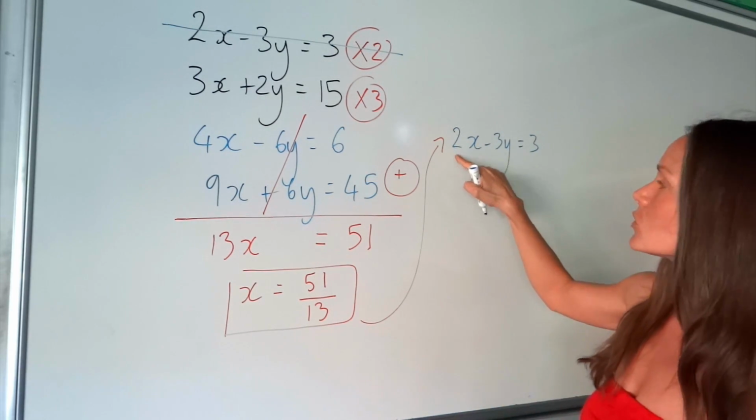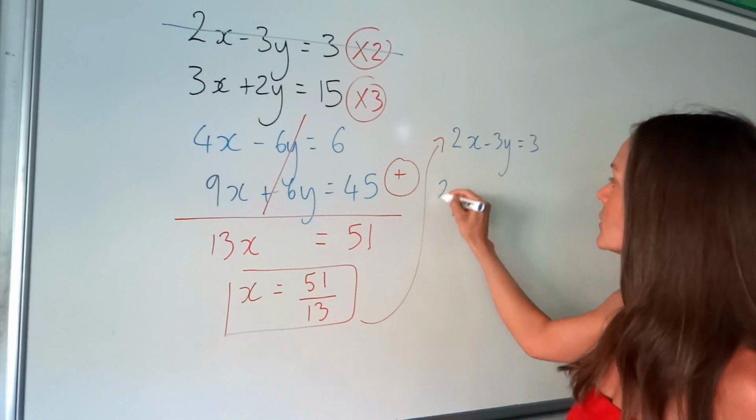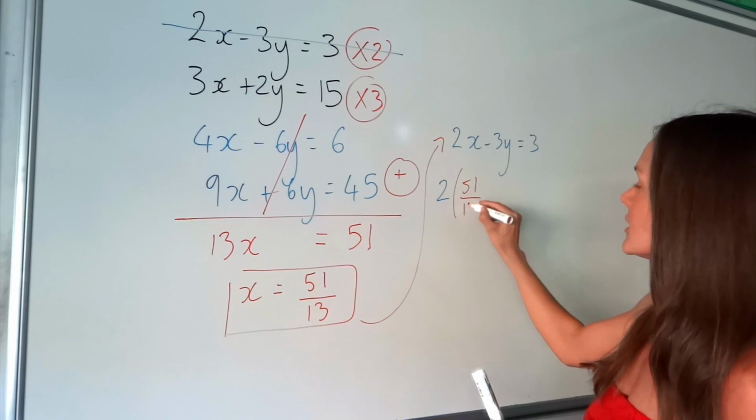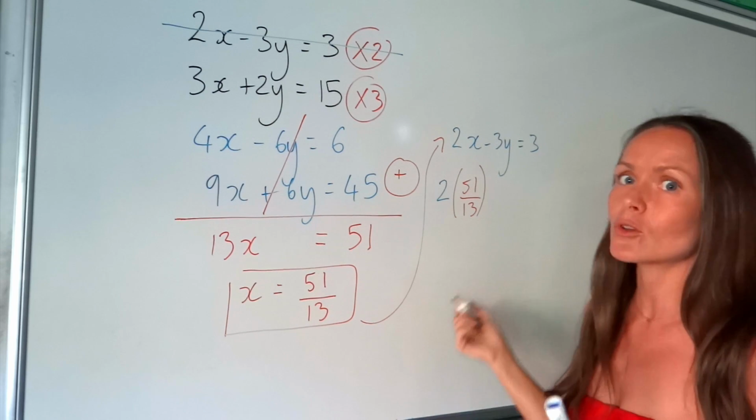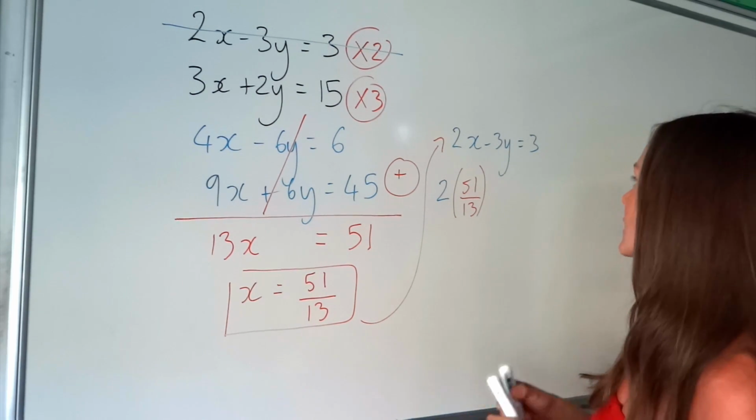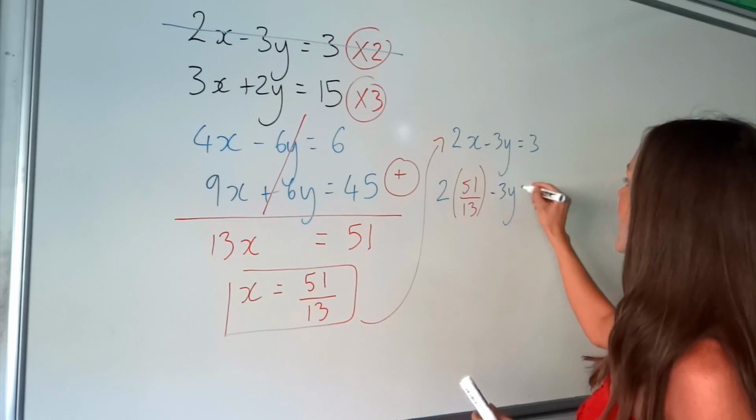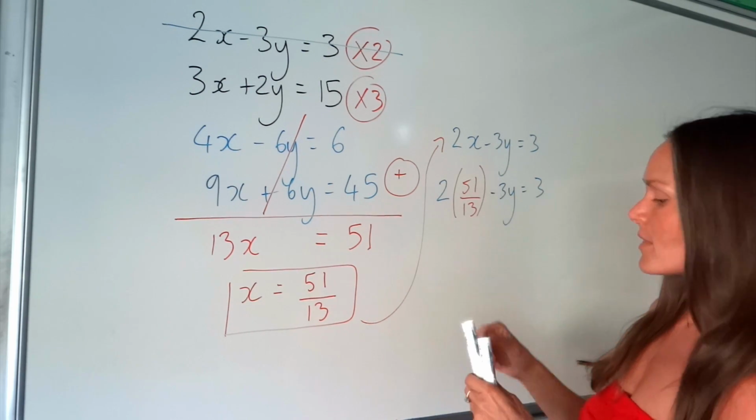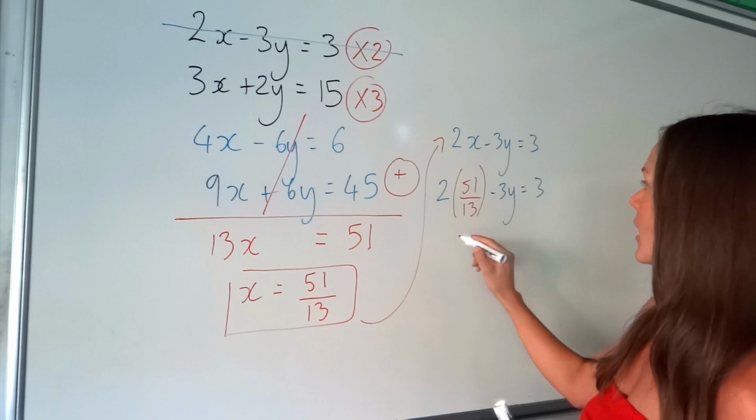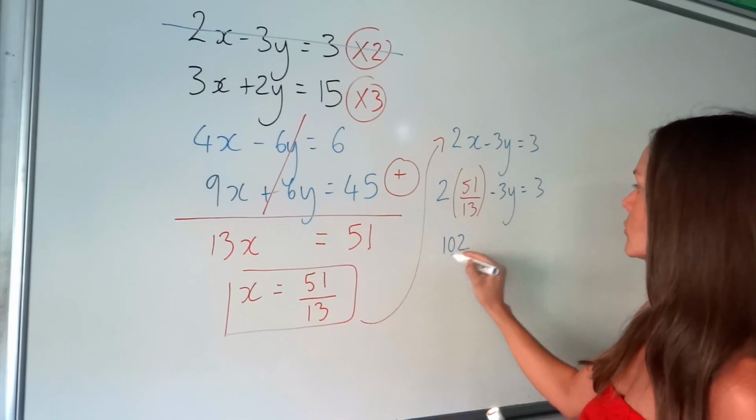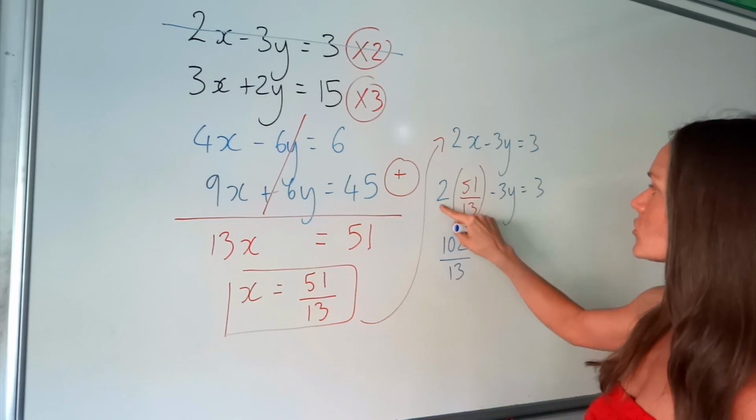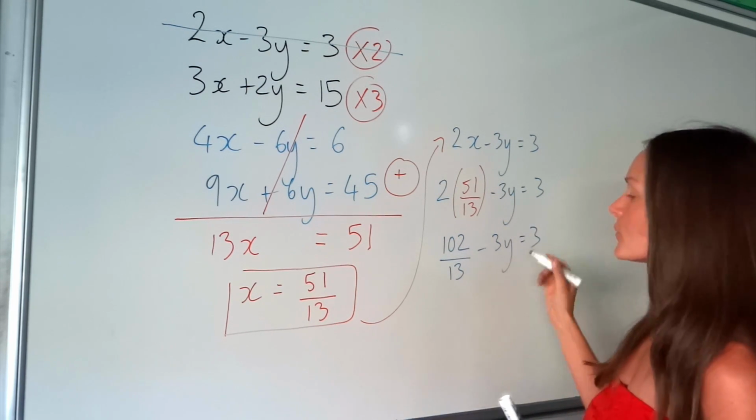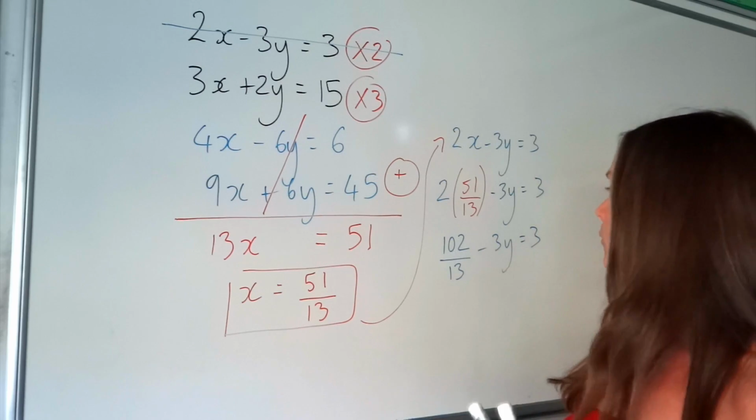So instead of doing 2 times x, we do 2 multiplied by 51 over 13. So you can write times or you can put brackets. They mean the same thing. They both mean multiply. And everything else stays the same. So if I multiply that fraction by 2, I just get 102 over 13, because you're just timesing the numerator by 2. And now I have to solve this linear equation to find y.